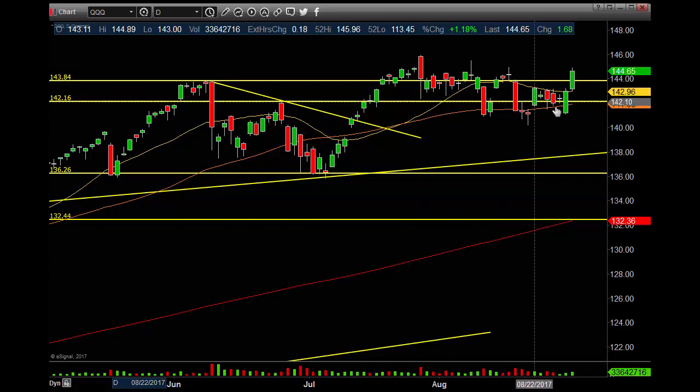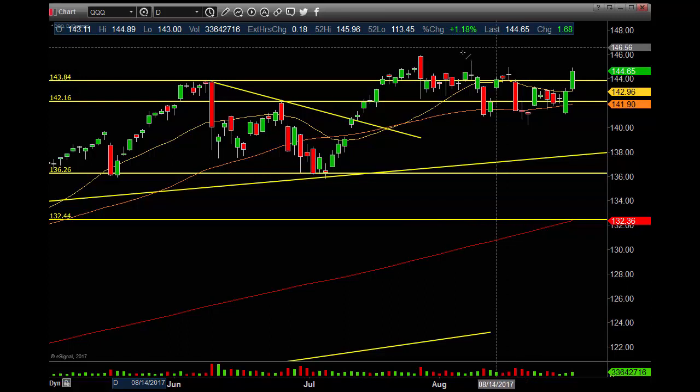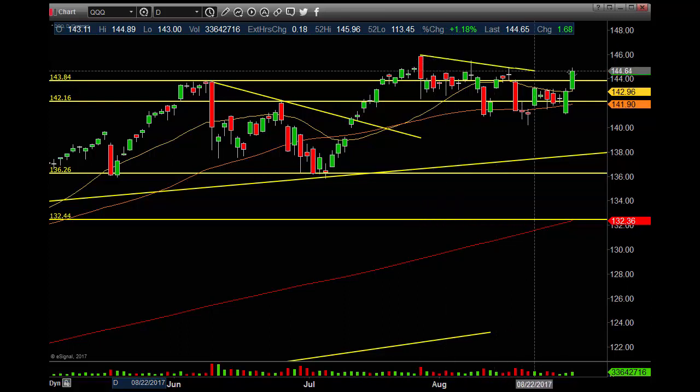But the Qs are back above the 20, the 50, and the 200 MA in a bullish stance. We did fill the gap today. Let's see if we get above these lines, guys. Trying to make another move. So if this one continues higher, let's see. Well, you could probably put that down a little bit right there. So it got above there. Let's see some follow through tomorrow.